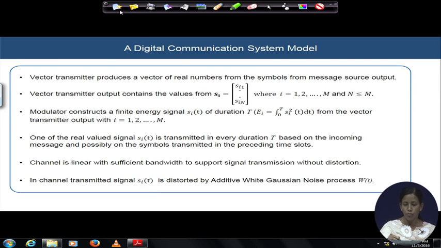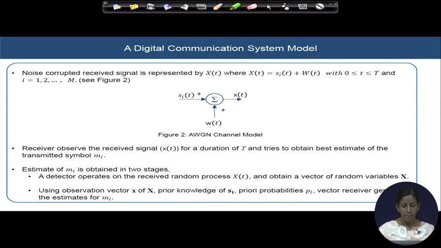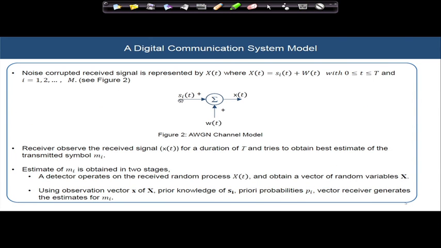If I try to depict it in a figure, Figure 2 takes the signal from the output of this modulator, and the channel adds the noise and generates the signal x(t), which is the received signal. Remember, W(t) and x(t) are sample values of the random processes capital W(t) and capital X(t). From now onwards, this x(t) will be considered as the received signal for us.